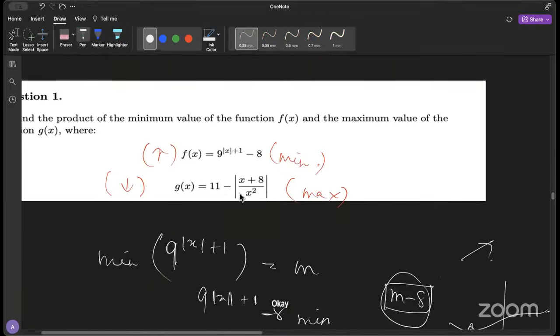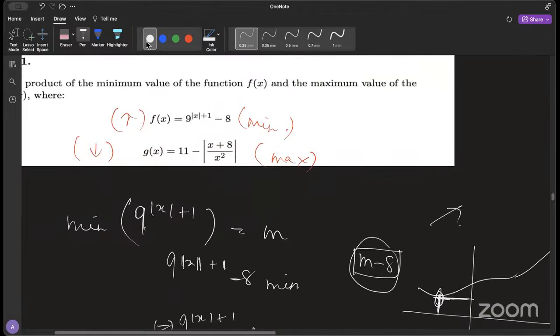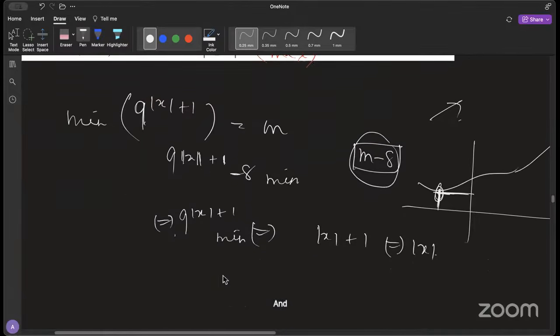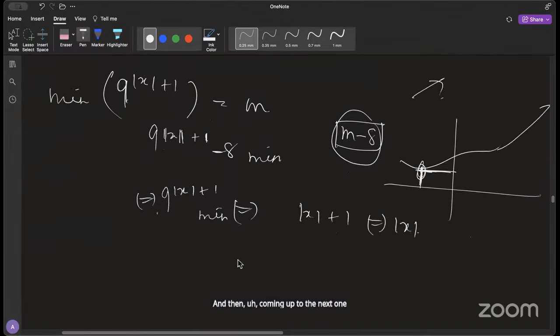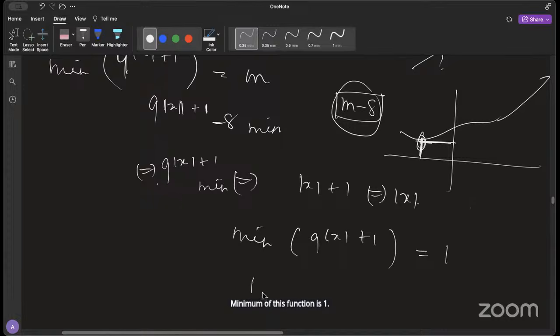Okay, I think we can move on to g(x). And then coming up to the next one. So this is the minimum of 9^|x+1| - 1. The minimum of this function is 1, and the minimum of 9^|x+1| - 1 is 0.